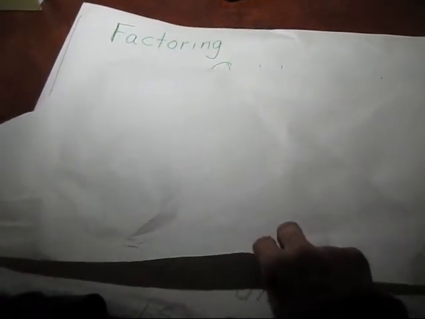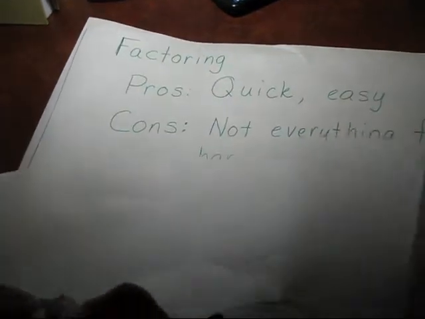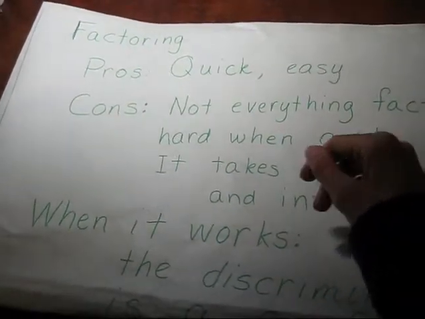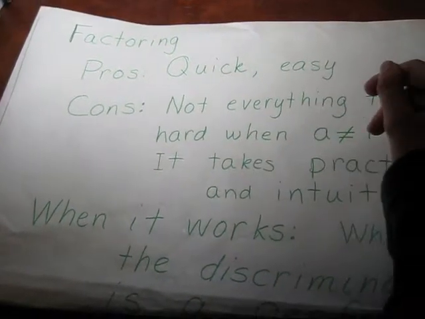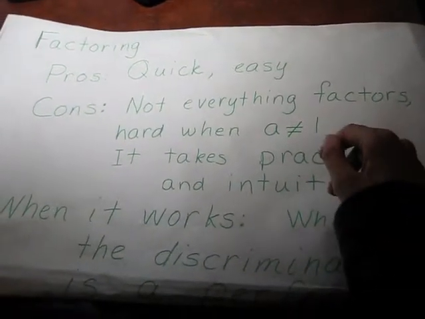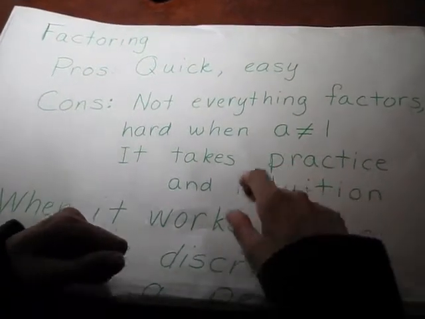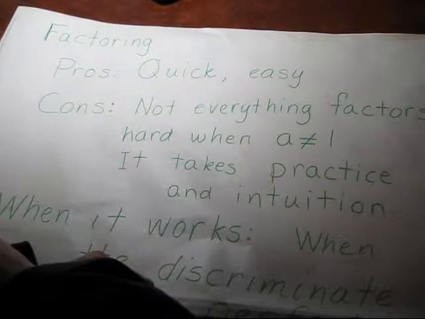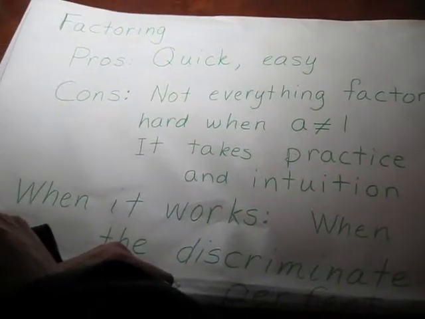So we'll start with factoring. Pros is it's quick and it's easy. The cons is not everything factors nicely. It's hard if your a is not equal to 1, so that's your coefficient of the variable squared. And it does take practice and intuition to get it down.